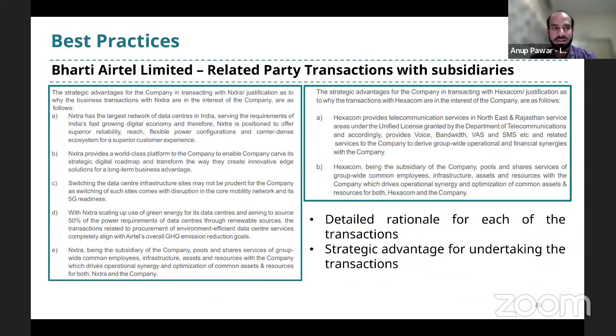This is Bharti Airtel. They had some transactions with subsidiaries, but they actually put out why they need it. And therefore a lot of the investors get a sense of why the transaction is actually needed, and therefore they are more likely to vote for it.